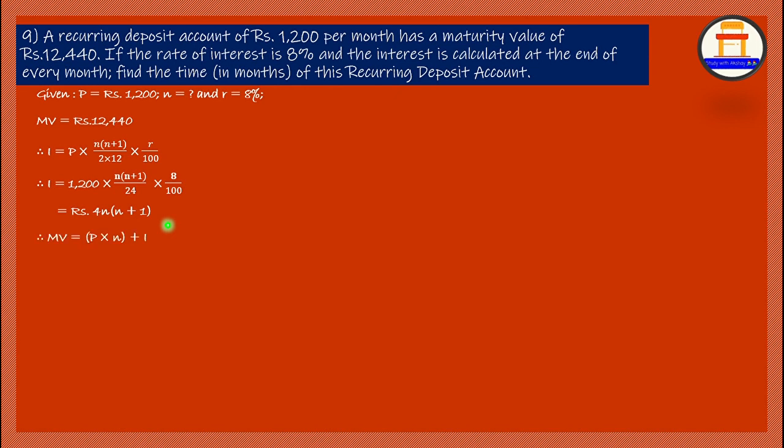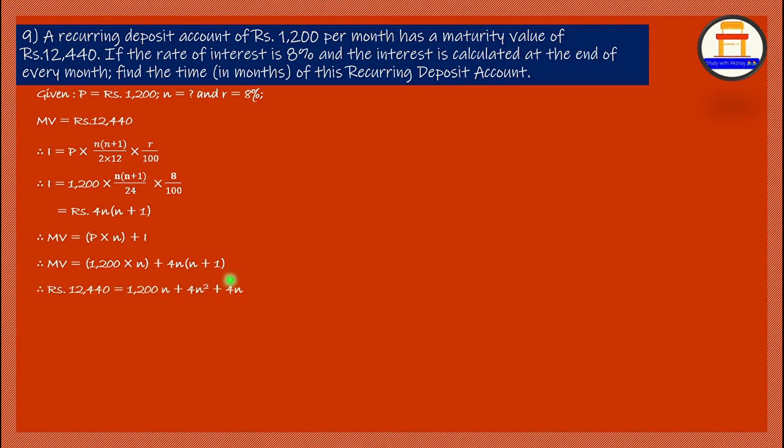Next we have the maturity value formula as P of n plus 1 plus I, that is the interest. This is not 1, this is interest. Then let's substitute the values: 1200 into n plus 4n of n plus 1.